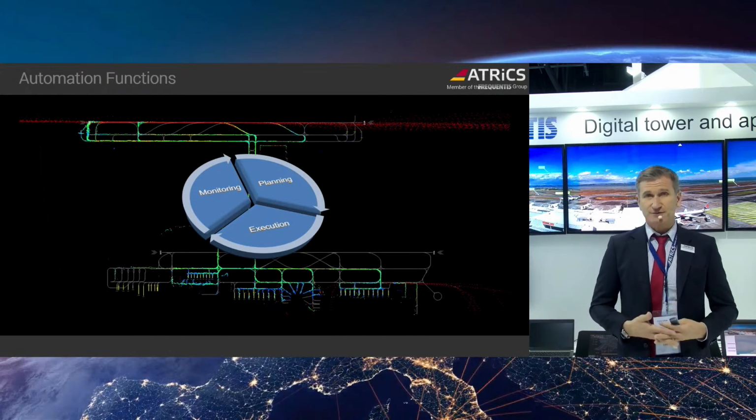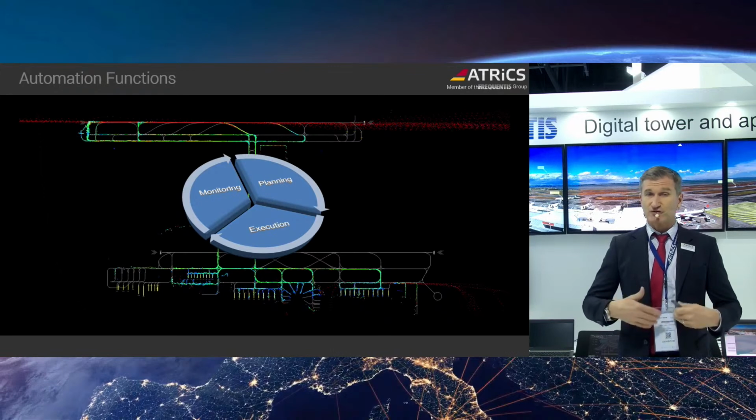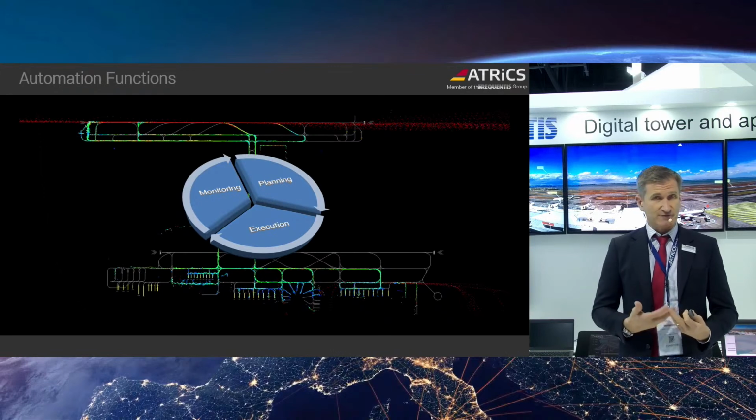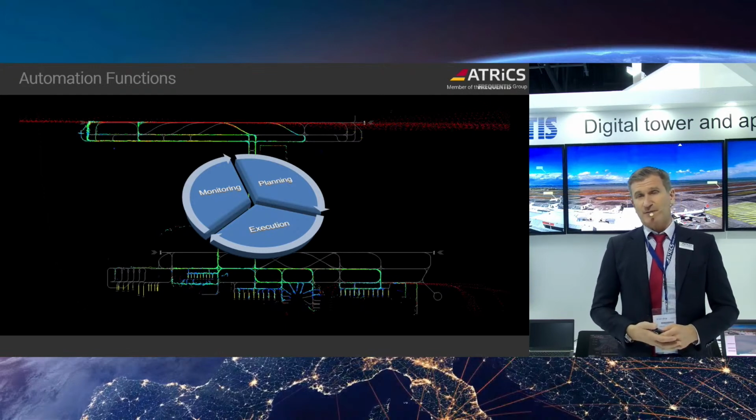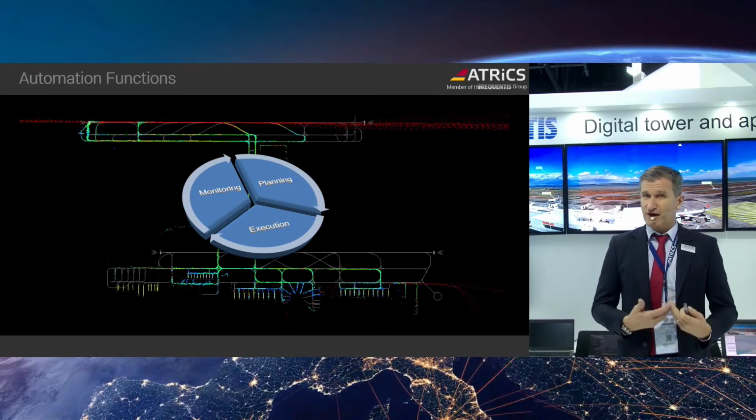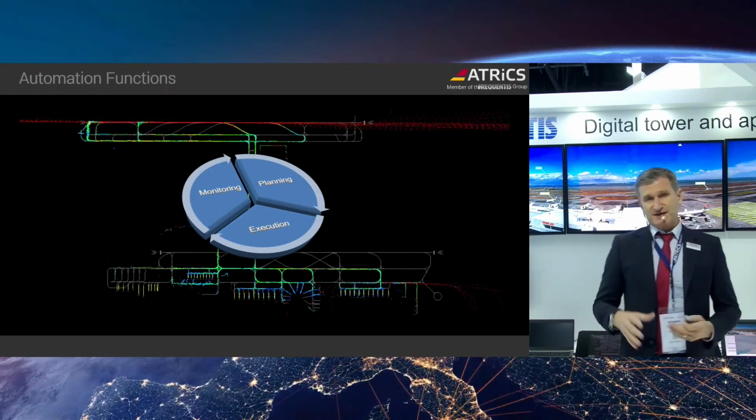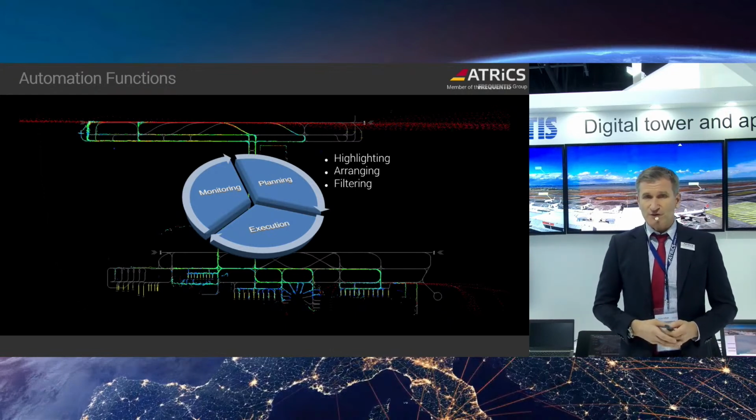One is the planning stage, where the trajectories have to be planned. We've got the execution phase, where the controller really manipulates the trajectories by means of clearances or other control elements. And then the monitoring part, to make sure that the plan is actually working out. And to support these distinctive functions, we provide certain support.